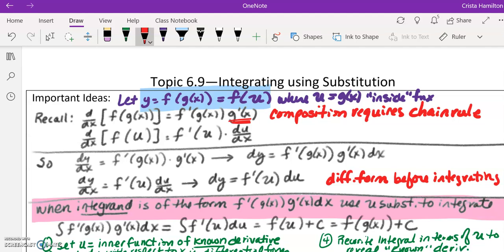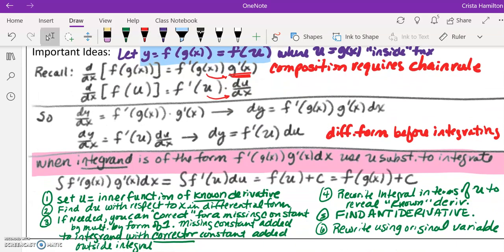And I've showed it to you in both ways, where you have f of g of x. So I have g with its derivative on the outside, or f of u, where when you go to take the derivative of u, you've got to remember that you have to take the derivative of u with respect to x. So that's the first kind of recall thing there.